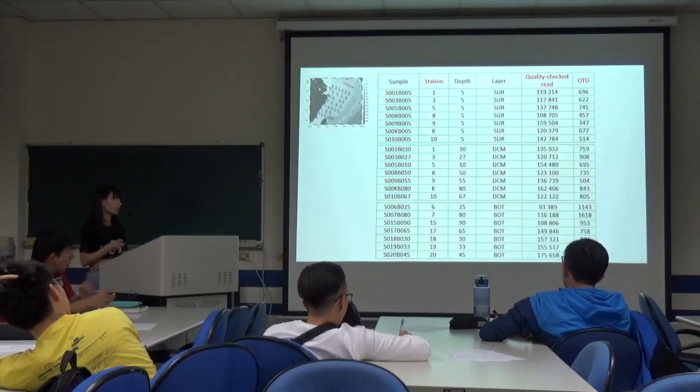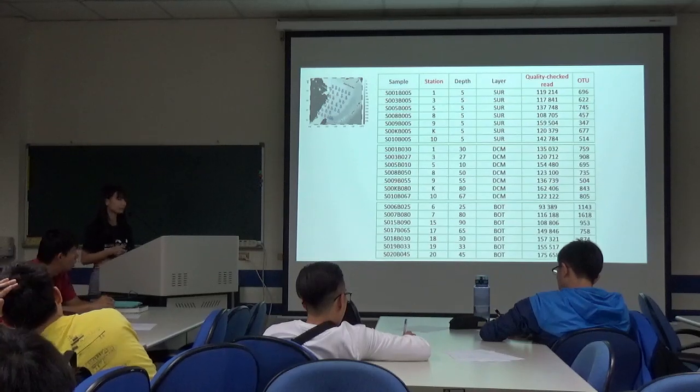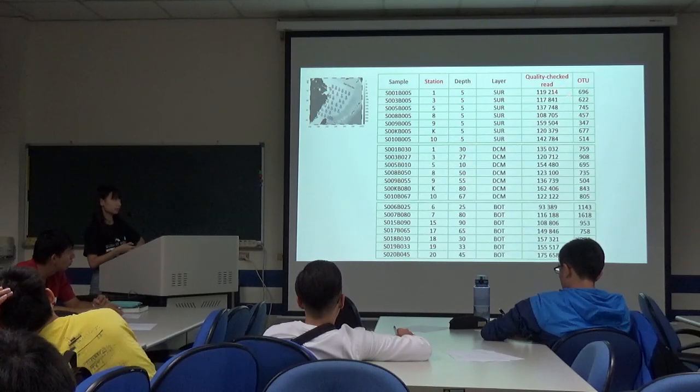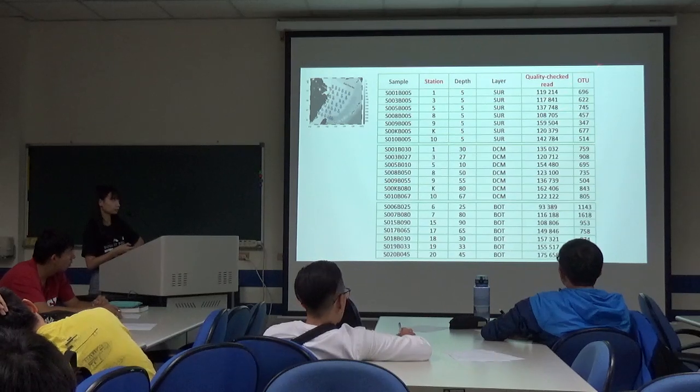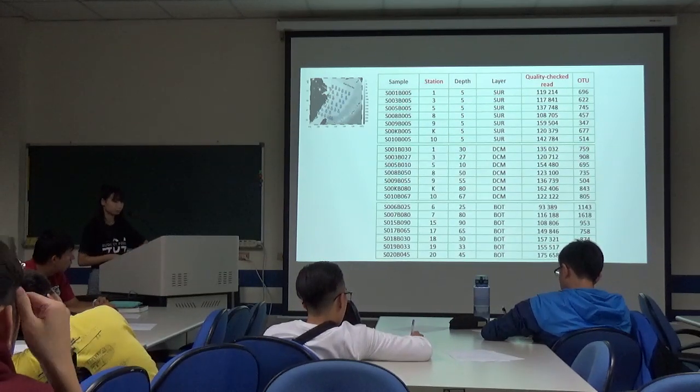Okay, so this is our data, and this is just some of it, cut down randomly. The reads mean how many individuals we get, and OTUs mean these individuals can be separated into how many groups. And one station means one community.